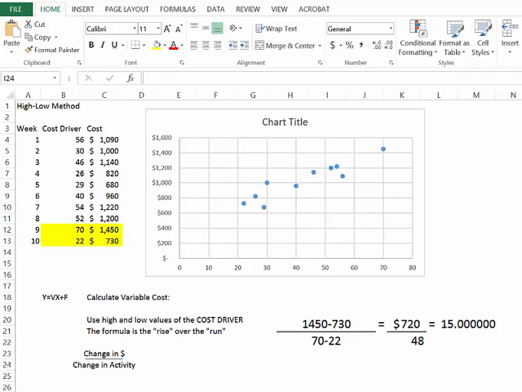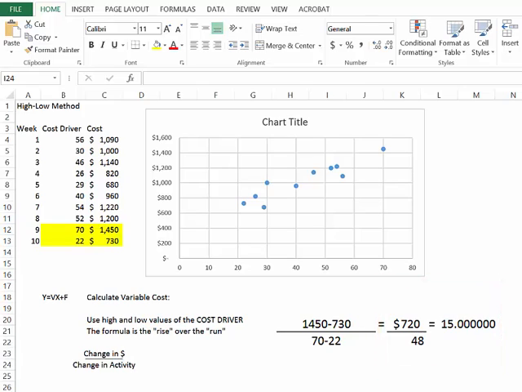So when I put that down, I get 1450 minus 730. That's the change in the rise, or the change in the dollars, divided by 70 minus 22. That's the change in the cost driver. That equals 720 divided by 48, which is $15. That $15 is our variable cost.